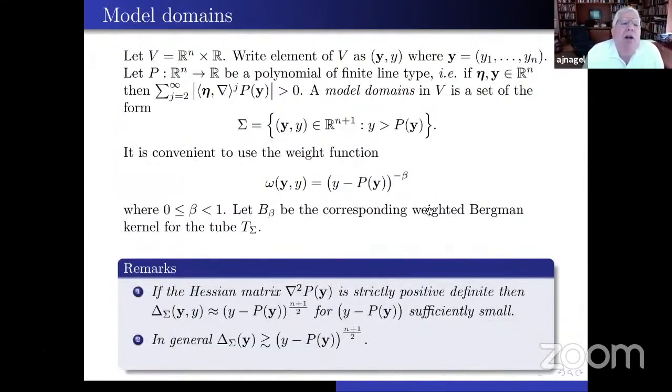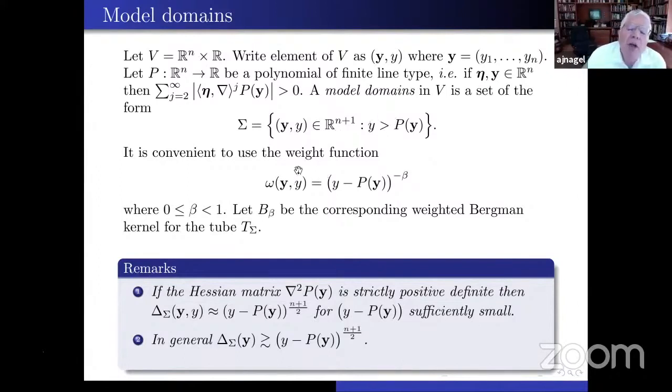Finally, let me say a few words about model domains. So what is a model domain? I'm going to look now in Rn plus 1. I've used notation where boldface y is an n-tuple of variables and little y is just a single variable. And I'm looking at domains where little y is bigger than a convex polynomial of boldface y, where the polynomial is convex and of finite line type. That just means that at any point, the tangent line to the graph makes at most finite order of contact.